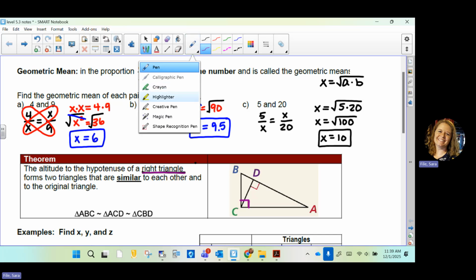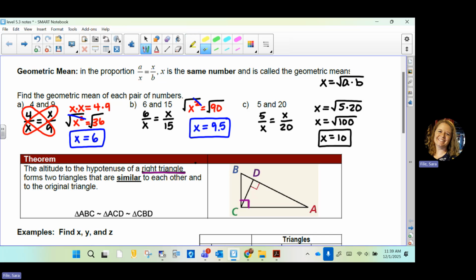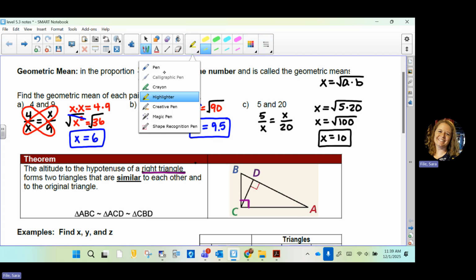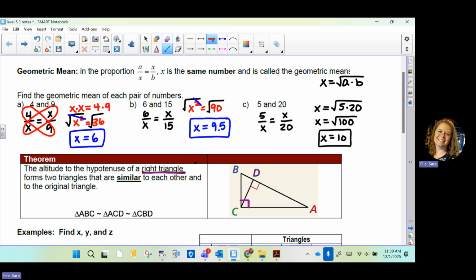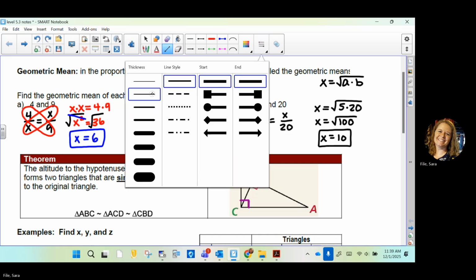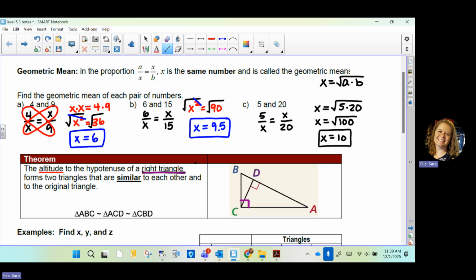Going to kind of color code here. If you want to color code with me, you can. When you draw the altitude, remember the altitude is the height of the triangle. Ooh, that is a little thick. The altitude is the height of the triangle drawn from a vertex to the opposite side. So this says when you have the altitude to the hypotenuse, that means it's got to come from the right angle to the hypotenuse, because the hypotenuse is the opposite side of the right angle.